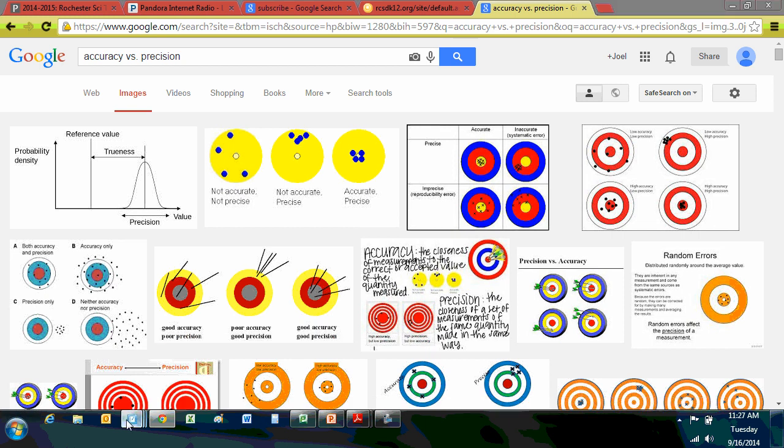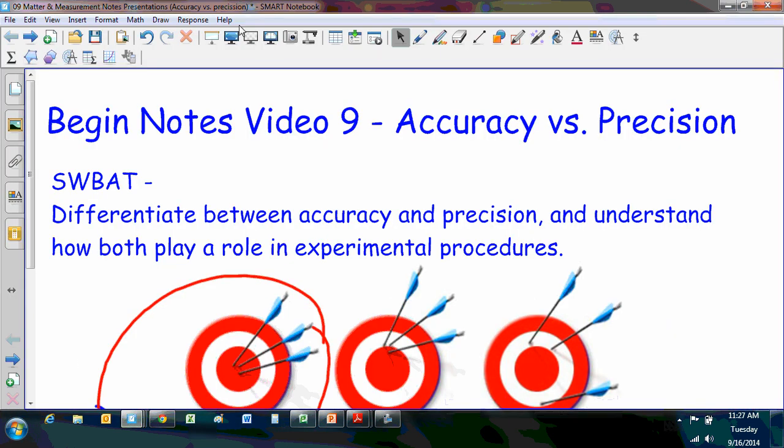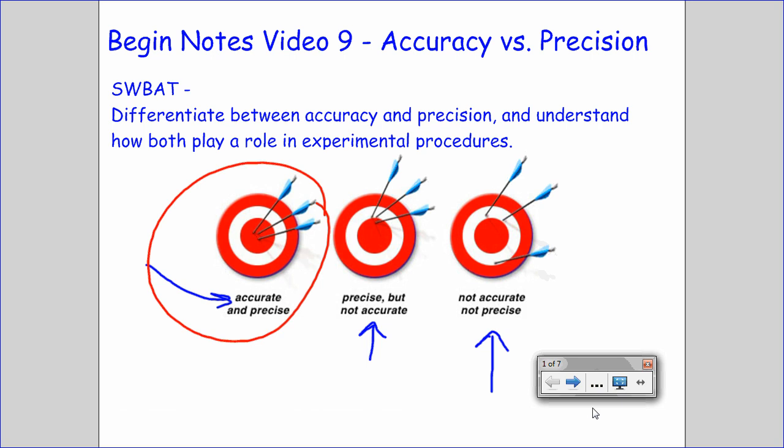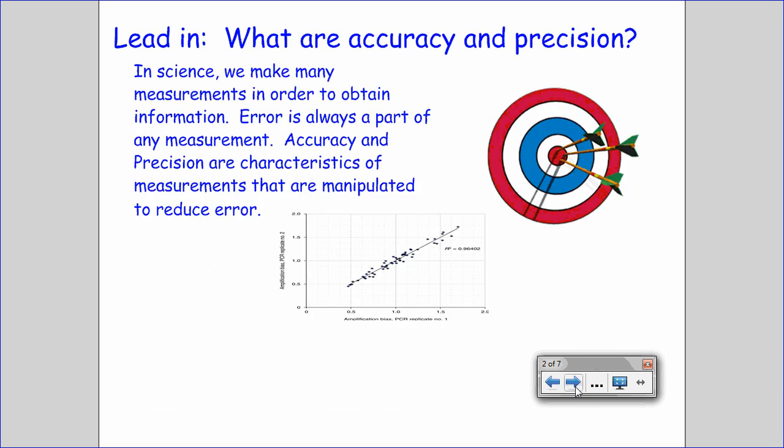So going back to our notes, let's finish up here. It's a very short video. So the first little bit that we're going to talk about is, well, what is accuracy and precision? Well, we make measurements in science in order to obtain information. Error is always part of any measurement, meaning there's always some uncertain portion. Accuracy and precision are characteristics of measurement that are manipulated to reduce error.